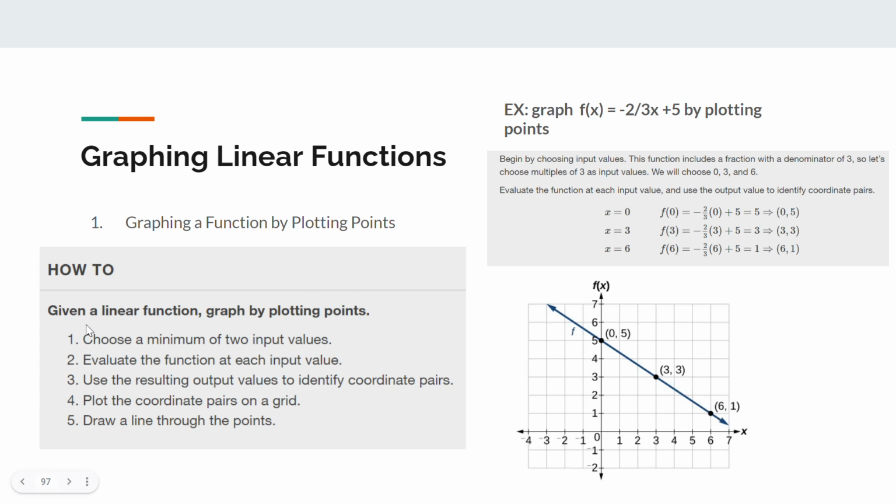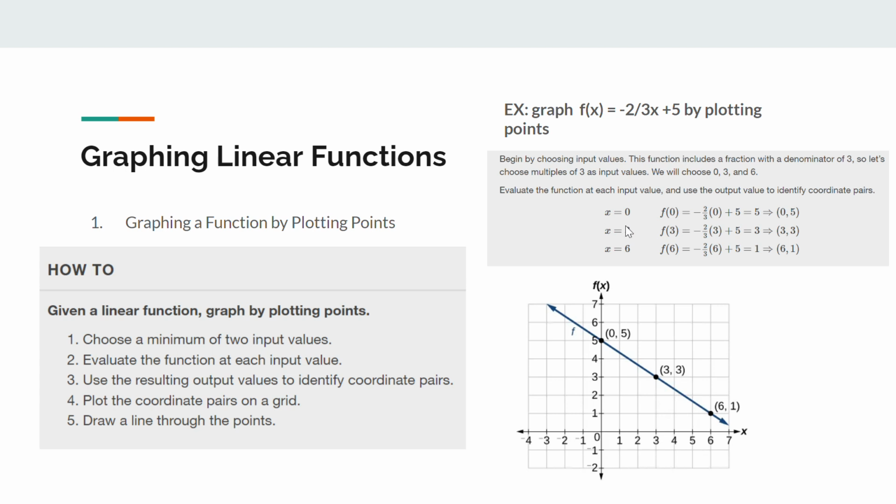And then you plot the coordinate pairs on a grid and draw the line through the points. So after you've got all the points, you just draw a line through them, making your linear function. So here's an example. If you want to graph the function f of x is equal to negative 2/3 x plus 5 by plotting points, you begin by choosing input values. This function includes a fraction with the denominator of 3, so let's choose multiples of 3 as input values. And we will choose 0, 3, and 6.